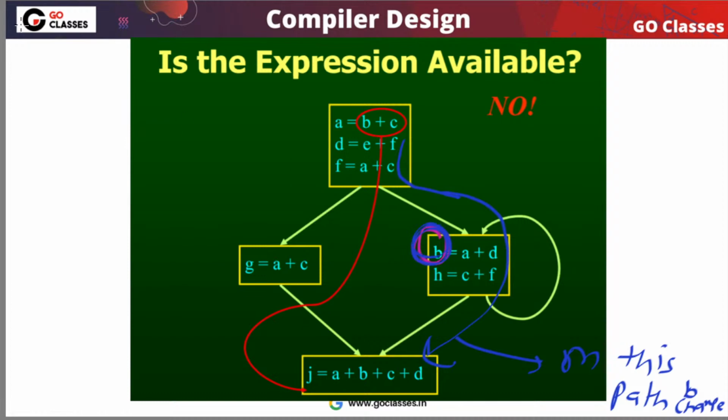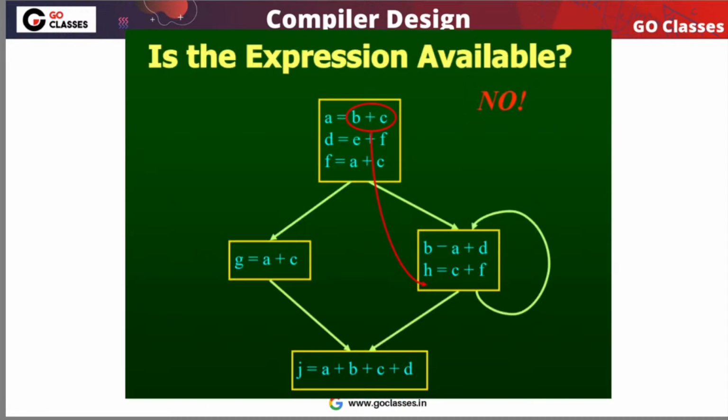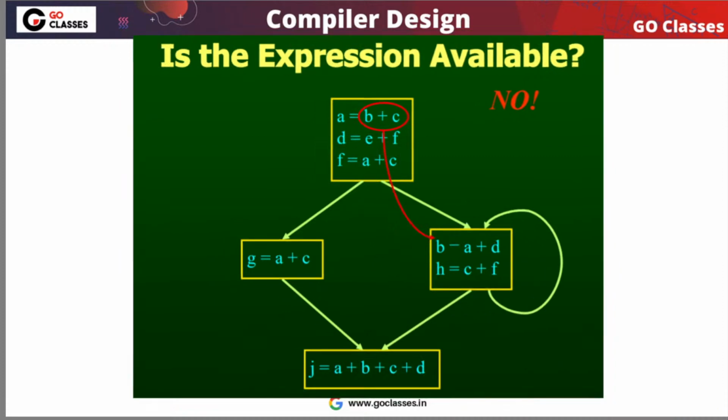Here b is changing. So that is the reason, b plus c, b is changing, so I can say here it is not available. Is this point clear to everyone? So remember, available means on all the paths it must be available. This is a note, because available means basically on all the paths it must be available. I hope this point is clear to everyone.